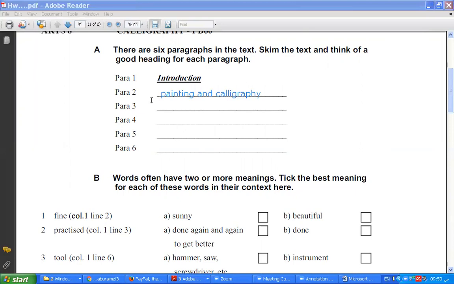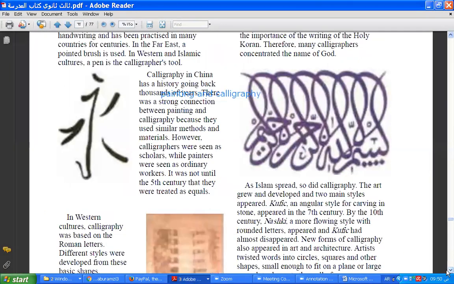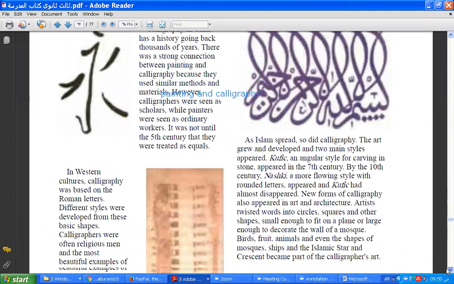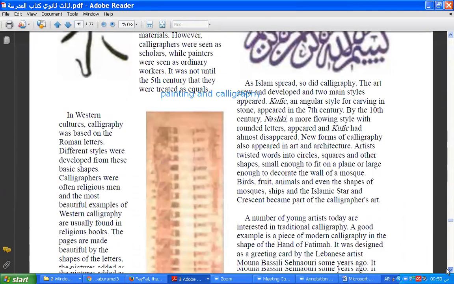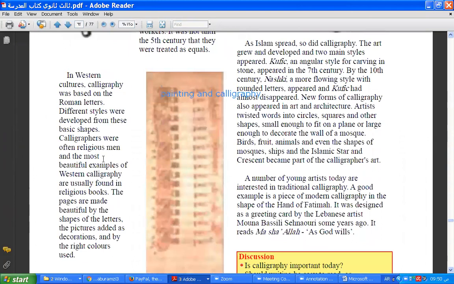Yes, correct. So the next paragraph, let's see, to give us more information about what. Yes. So Abdullah, we need to read this now, to choose a topic or a title for it.